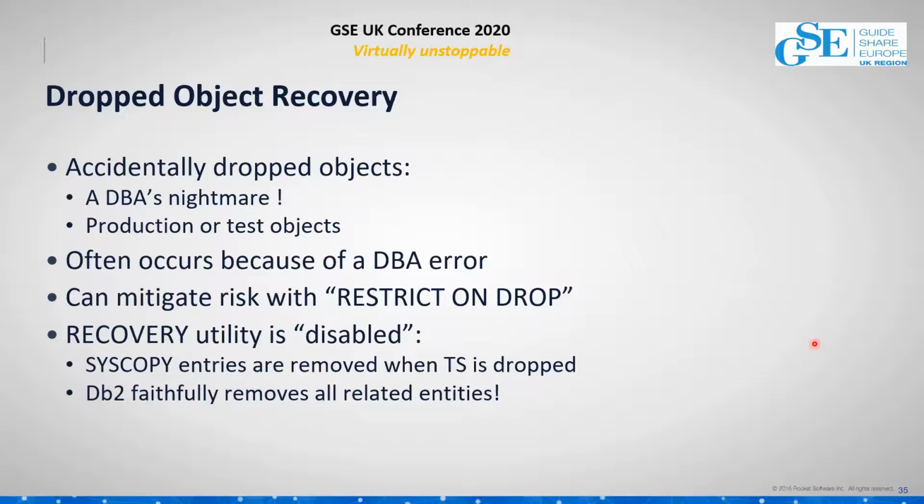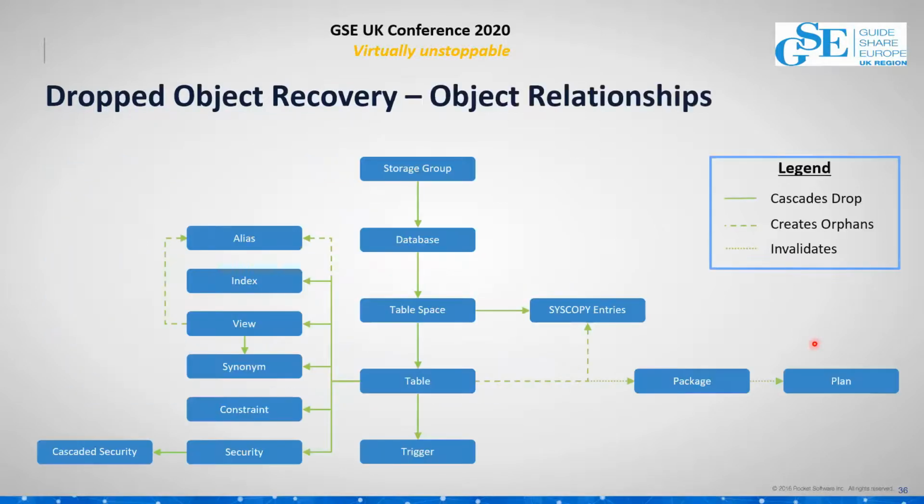And the bad thing is, as soon as you have dropped an object, the recover utility is disabled, because when you drop an object, for example, you drop a table space, all the SYSCOPY entries are removed. So using the recover utility when a table space has been dropped is not an option anymore. DB2 just trusts you and removes all the related entities and entries from the catalog table.